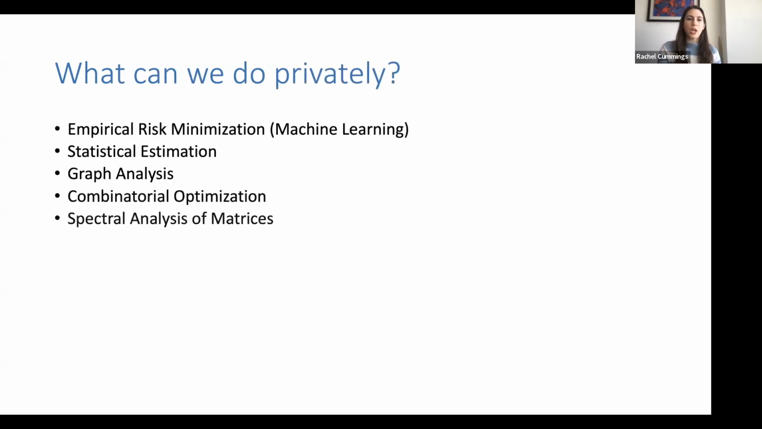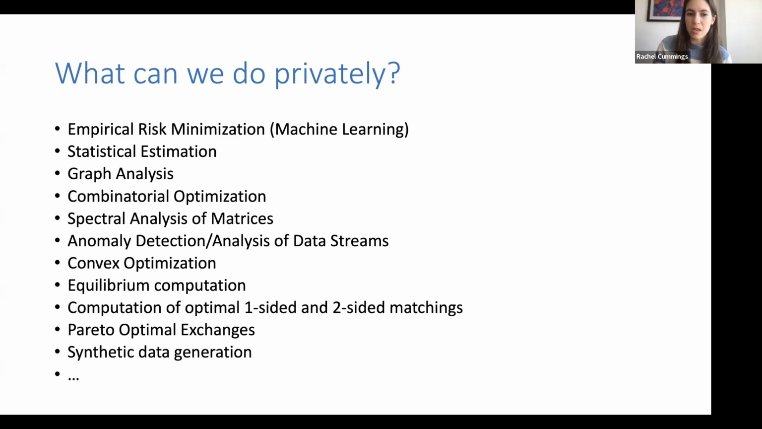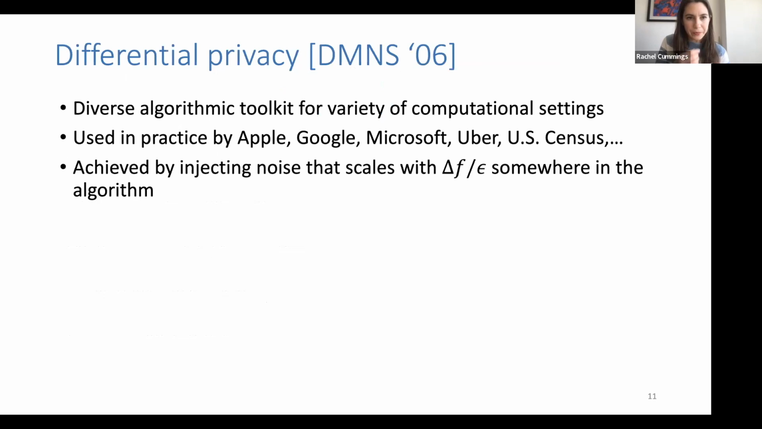And so the question is what can we do privately? And the answer is a lot. In the past 15 years, we have seen many private algorithms developed, and this is only a tiny sampling. So we now have a lot of algorithms for a lot of important problems in the space of machine learning, statistics, optimization, and so on.